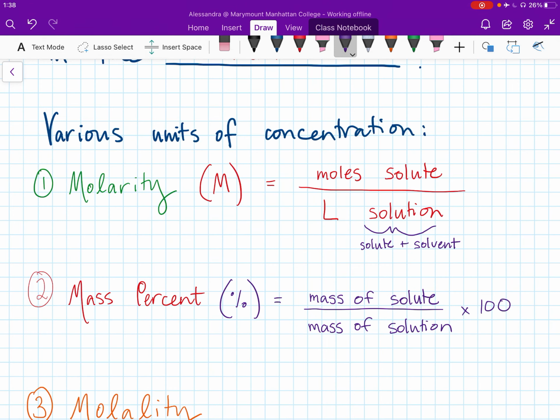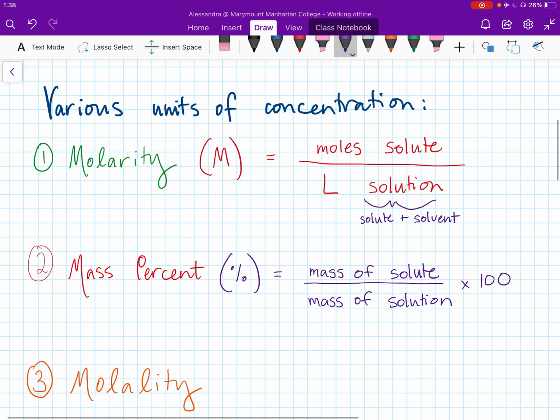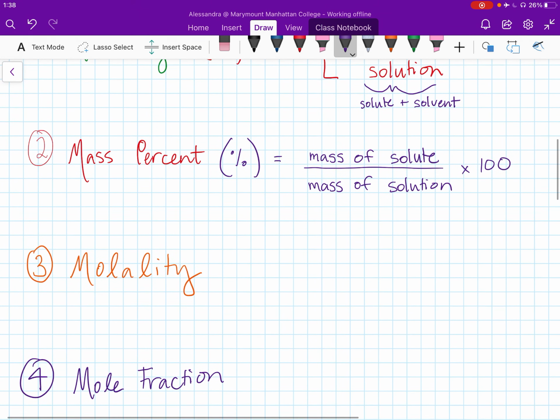You could also do volume percent using the volume of the solute, rather, over the total volume of the solution. But in this chapter, we tend to focus on mass percent.